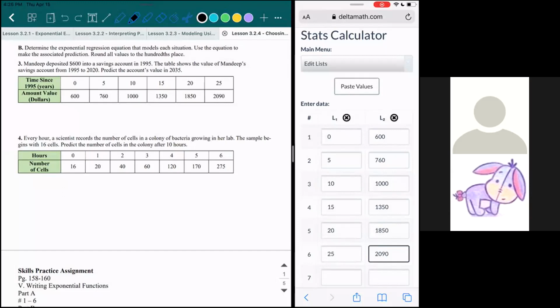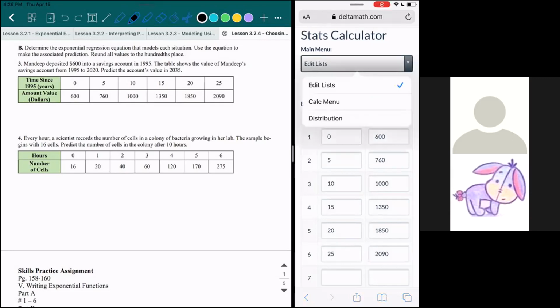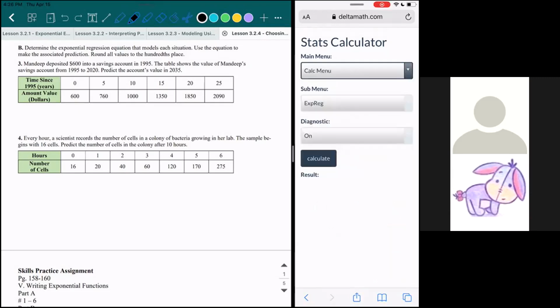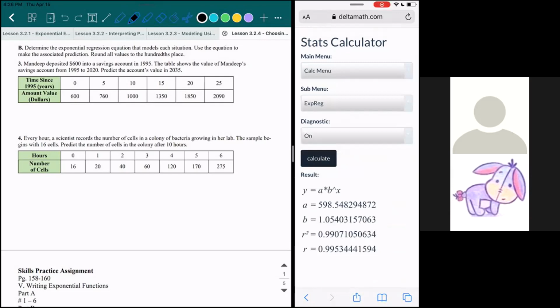Okay, so I already went ahead and, as you can see on the stats calculator, already entered the data, so you don't have to watch me do it because it takes a long time. However, after we're done entering the data, you go to Calc menu, you do exponential regression, and this time it doesn't matter whether your diagnostic is on or off, because we don't need the R value, but let's just click calculate.